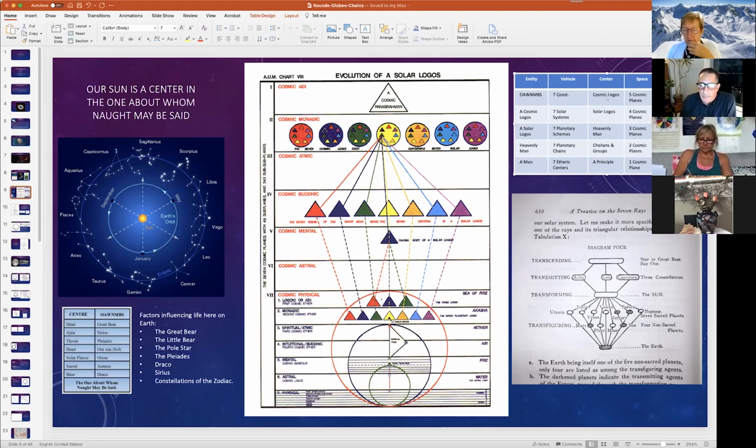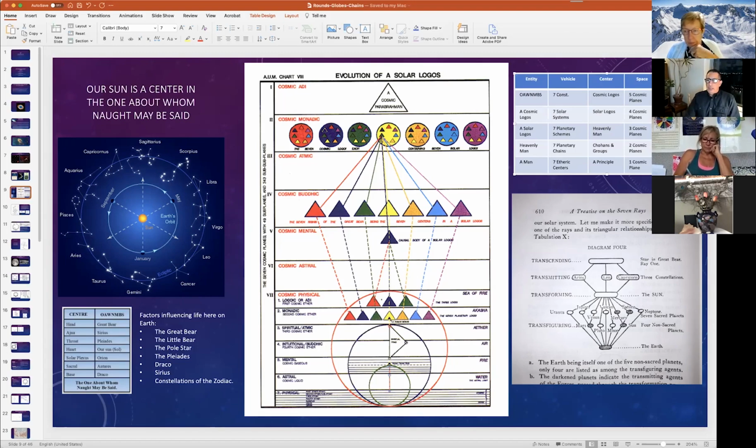Then a cosmic logos is seven solar systems. One of those, a center in his being, is a solar logos, and it occupies four cosmic planes. A solar logos is seven planetary schemes. A center in his body is a heavenly man, or basically a planetary scheme. And the consciousness of a solar logos takes up three cosmic planes. You can see this: cosmic mental, astral, and then our cosmic physical.